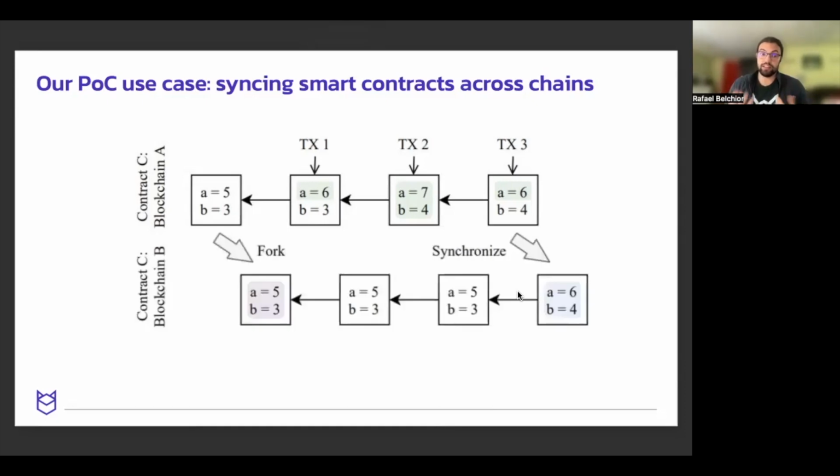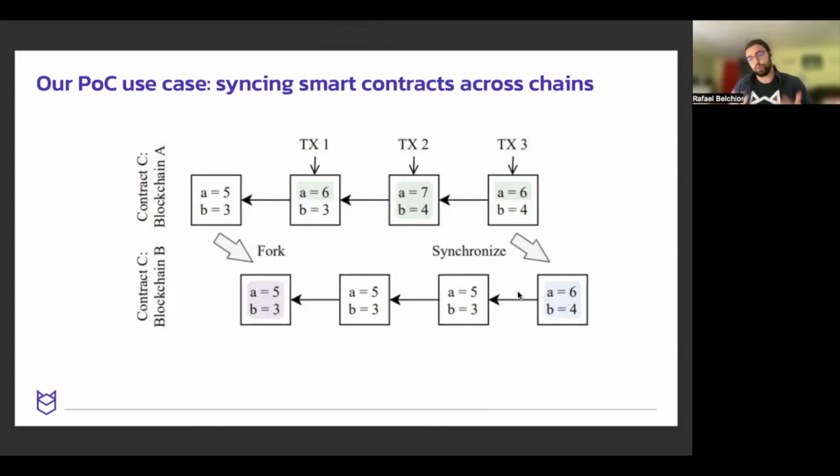The idea is to synchronize this state, or in a sense, migrate these states to a target blockchain. And the underlying idea is that you do not need to sync the state at every single transaction. You can do it in batches. So instead of doing 3 updates, you can do 1 update and still have the latest state.